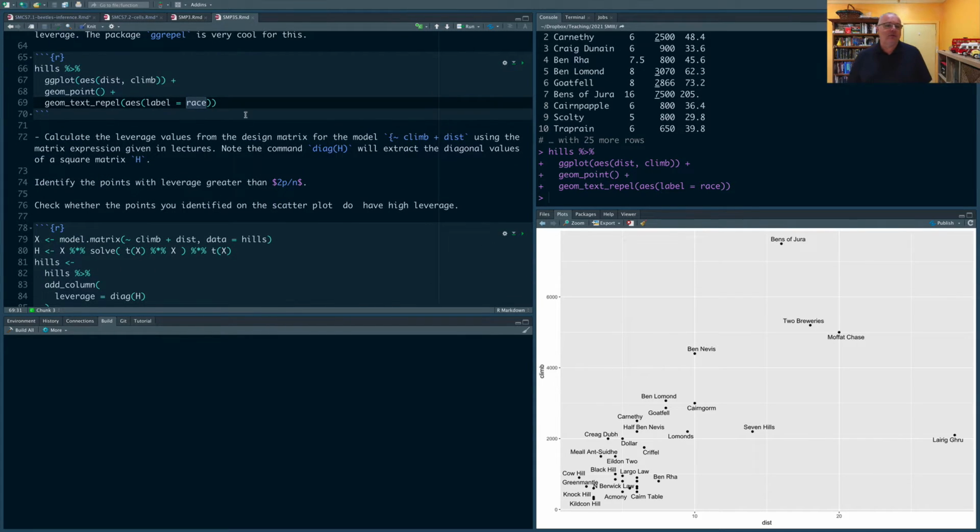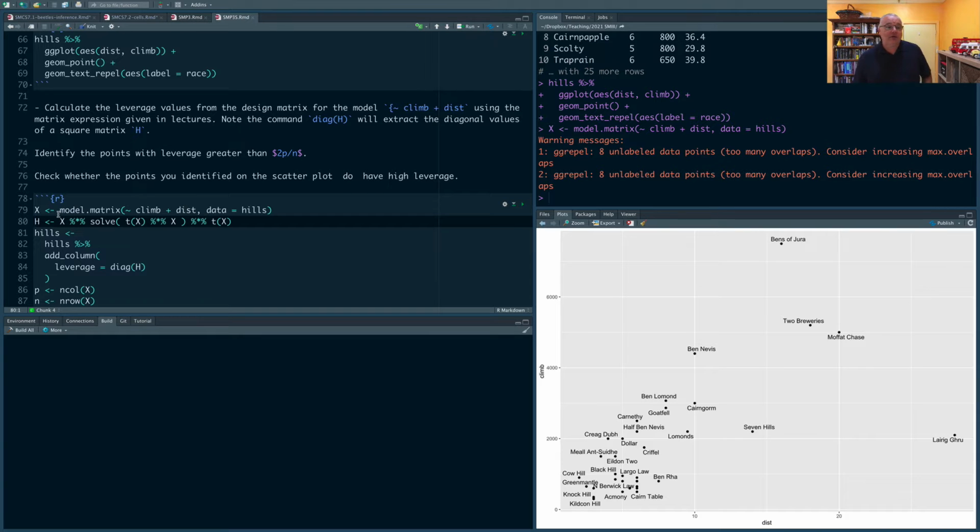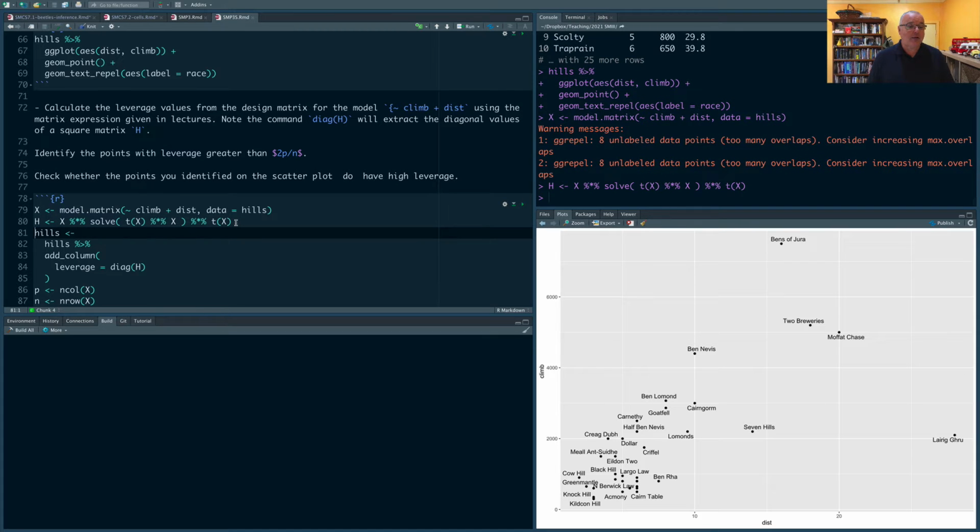The first thing I'm going to do is calculate the leverage. How do you do that? Well, we're going to get the model matrix from climb and distance. That's the model, with predicted climb and predicted distance. Remember, our h is X times (X transpose X) to the minus 1 times X transpose. That's the command. If you didn't quite understand what I said there, go and have a look at it in the lecture notes. And now I'm going to add this to my hills.